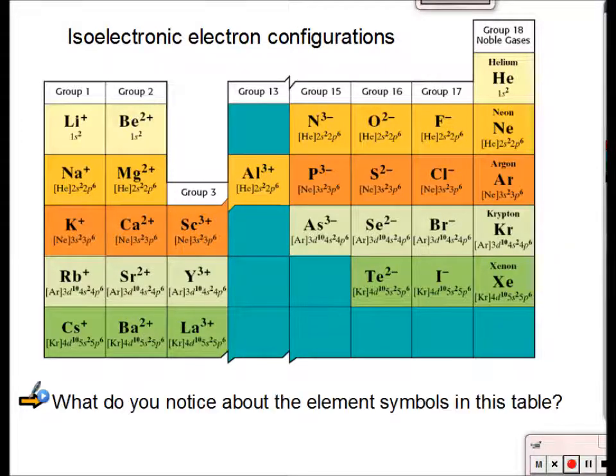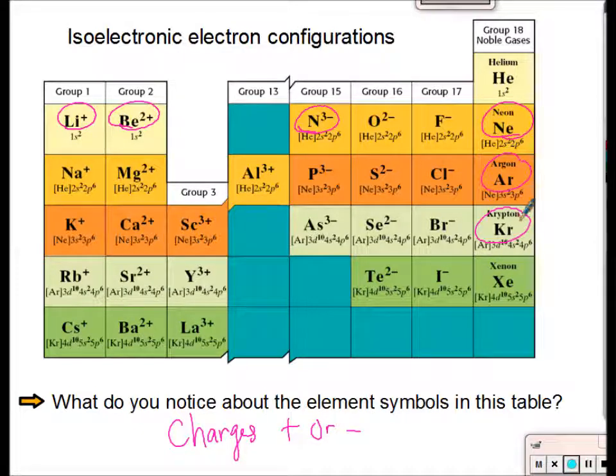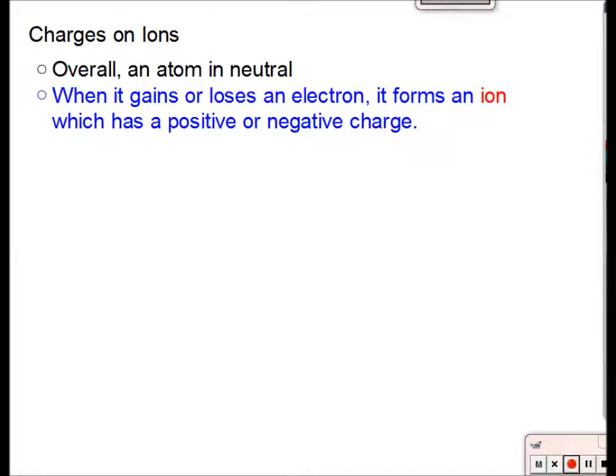If you can see this chart, if not, it's in your book. It's the isoelectronic configuration. And what you will notice about this is lithium is shown with a plus charge. Beryllium shown with a 2 plus charge. Nitrogen is shown with a -3 charge. Everything on this chart has charges, plus or minus, after them. When I've gained or lost electrons, I end up with a charge. The neon doesn't. Your noble gases don't have charges because they haven't gained or lost electrons.